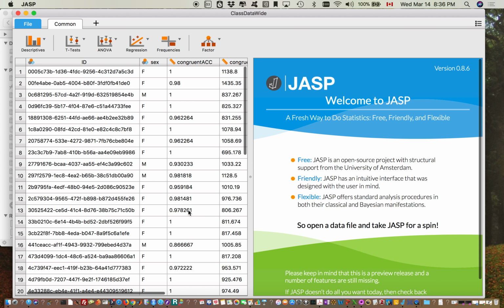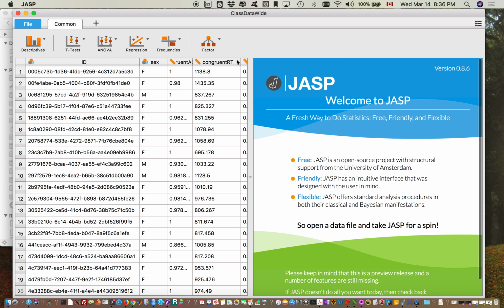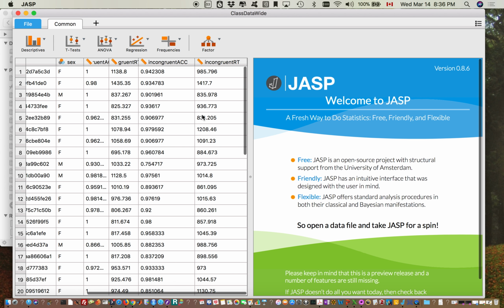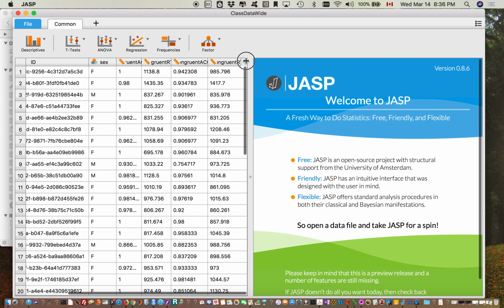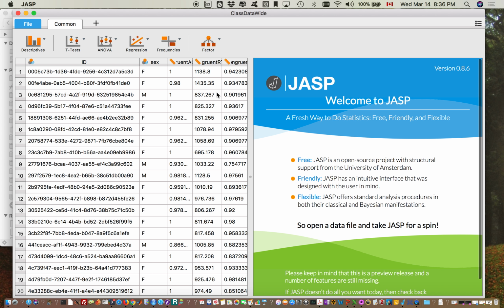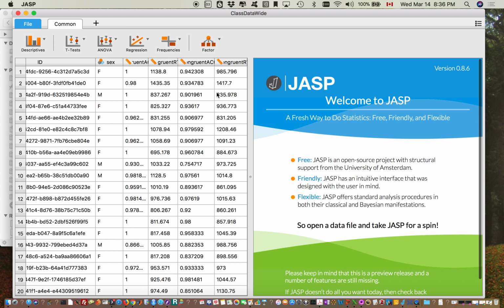JASP knows how to read in CSV files. If you have your data in any other format, it won't read it. So don't change the format that is on the class website. It's already in CSV format, and it's going to be easy for JASP to use.